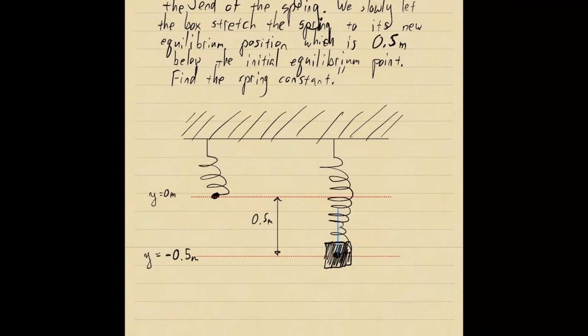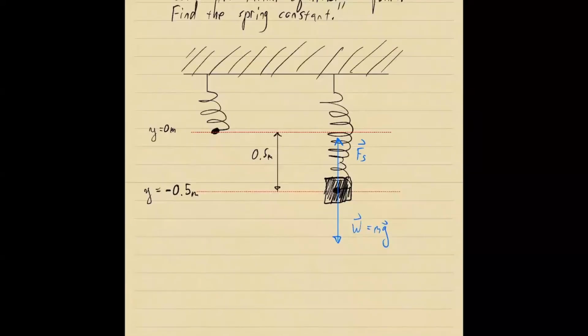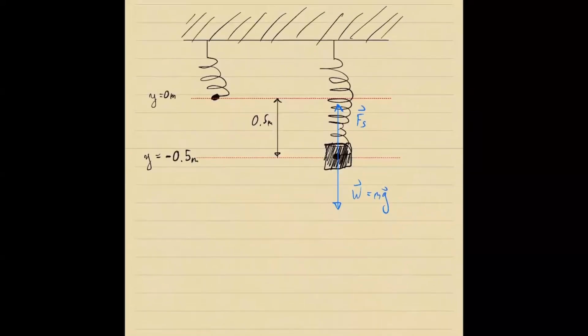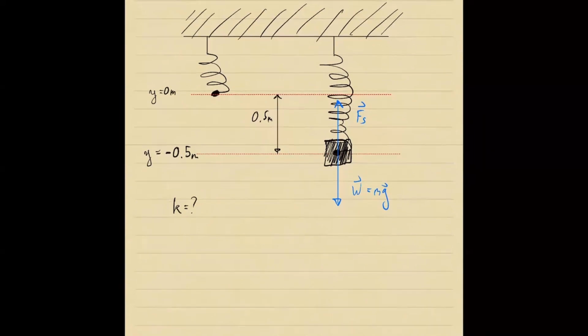So the box is being held up by the force of the spring wanting to return to its initial equilibrium point, but it's also being weighed down by the mass of this 10 kilogram box. So this is the weight of the box, right, so mg. So the problem wants us to figure out what is the spring constant for this spring. So what we're going to do is look at a free body diagram of this box.